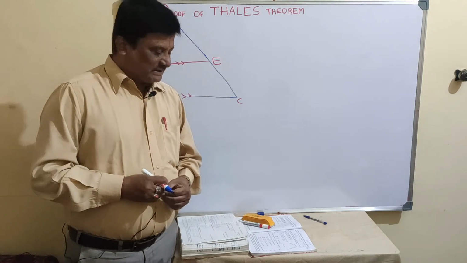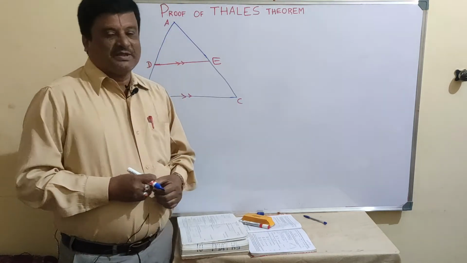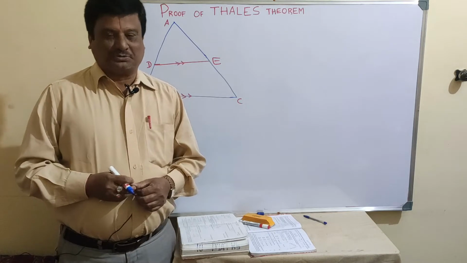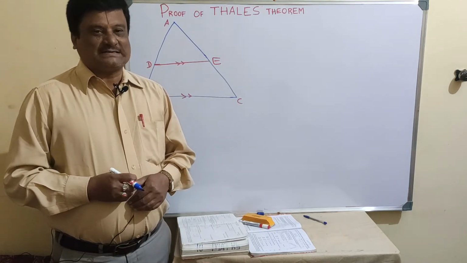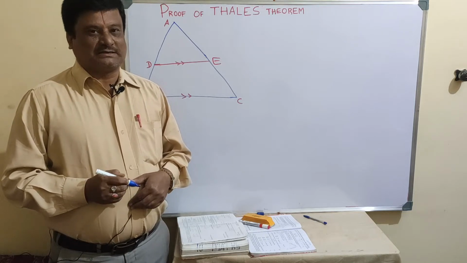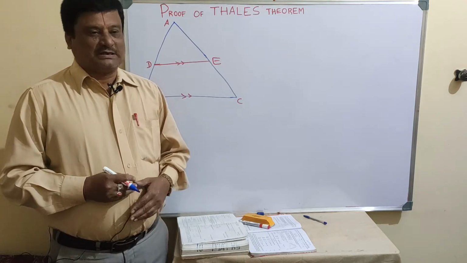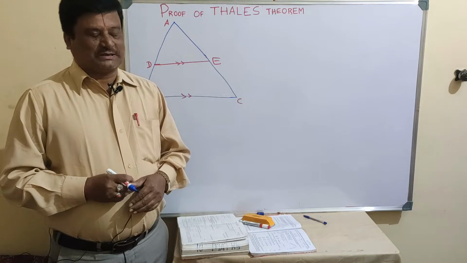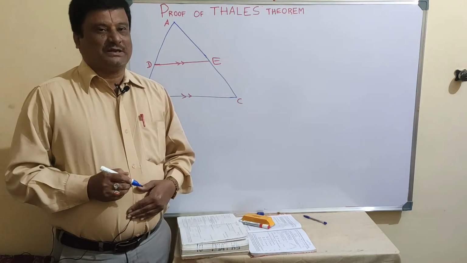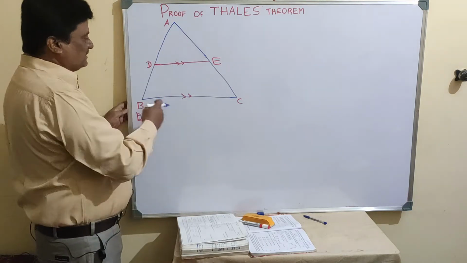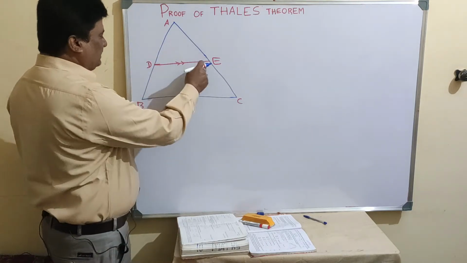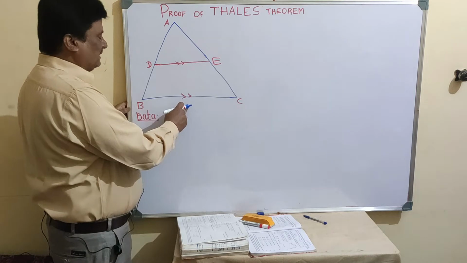The statement of the Thales theorem is that if a line is drawn parallel to a side of a triangle which intersects the other two sides at distinct points, it divides the two sides in the same ratio. Here is a triangle ABC and DE is parallel to BC.